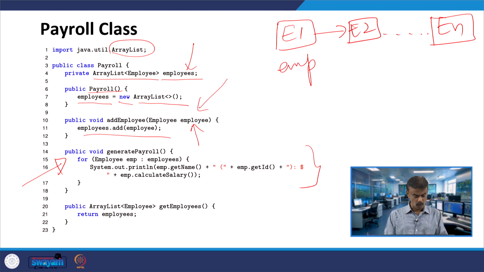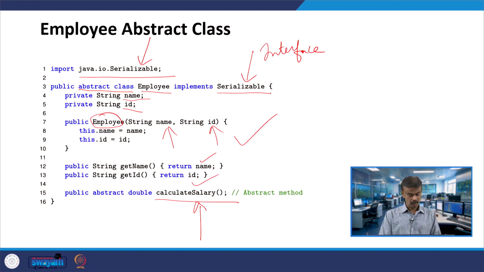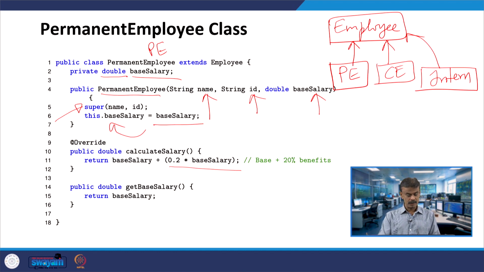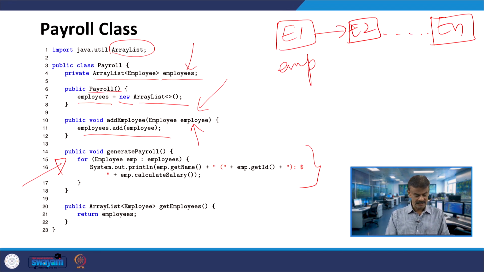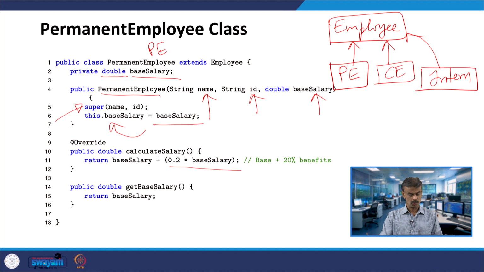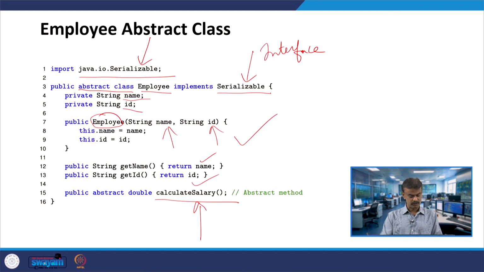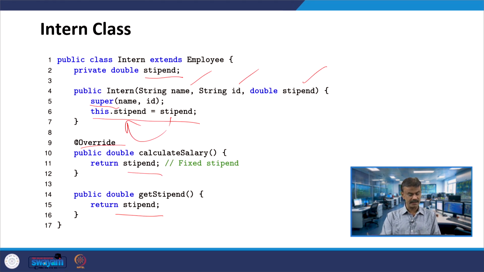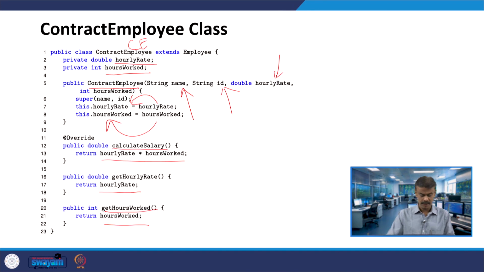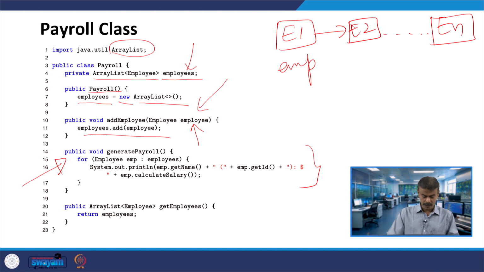When EMP is invoking get name, EMP is under employees, and employees is under array list. So get name will return the name, and get ID will return the ID, and then you will have calculate salary. EMP is under employee, so calculate salary will call this abstract method, and it will do so accordingly, whether it is an intern, a contract employee, or a permanent employee. Accordingly, this will calculate the salary.